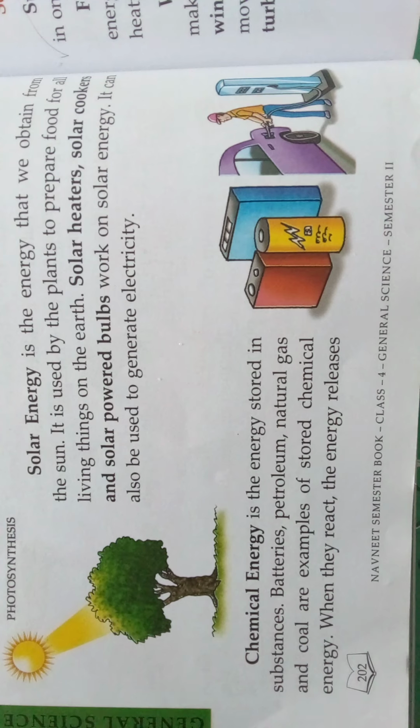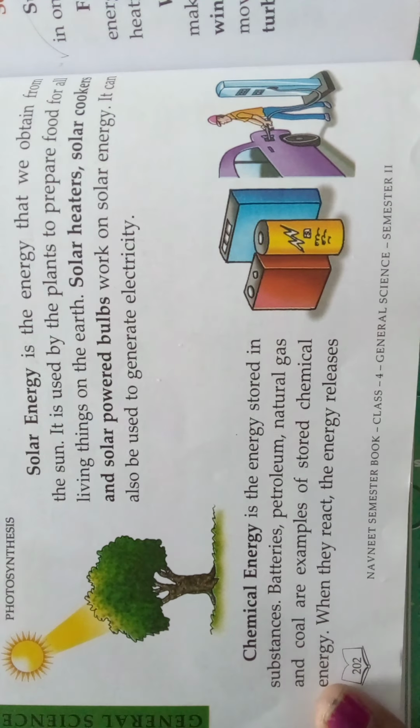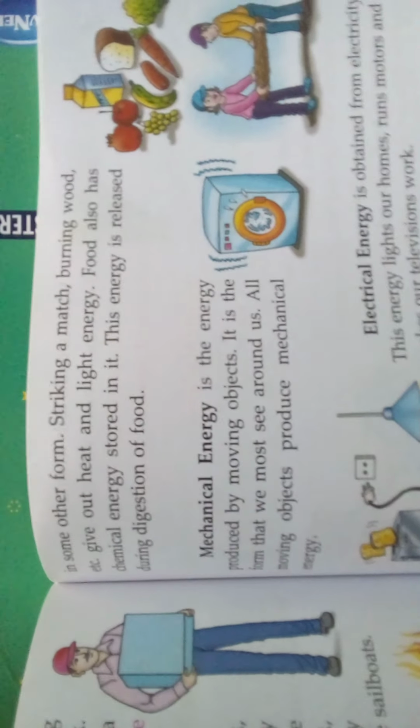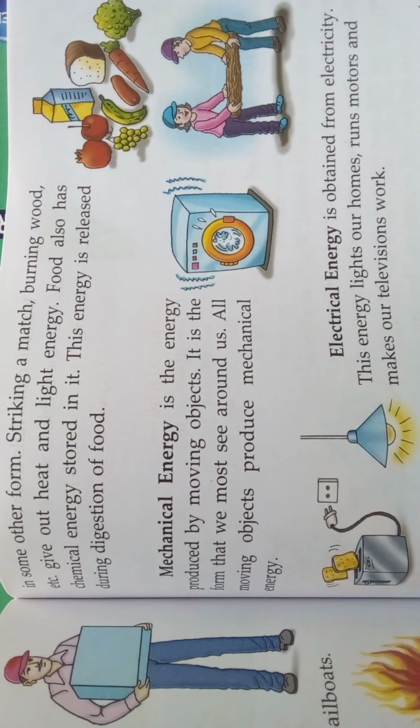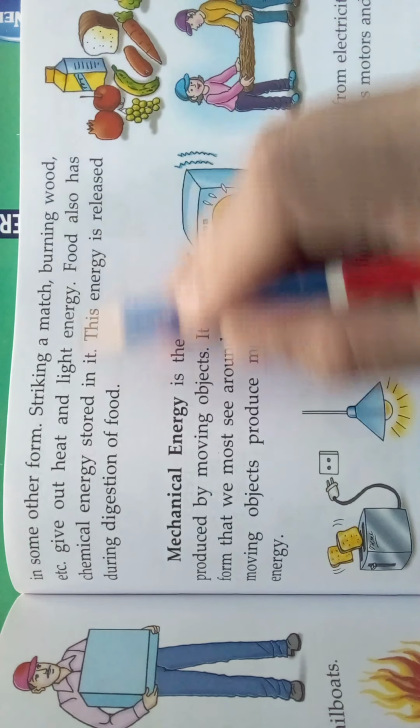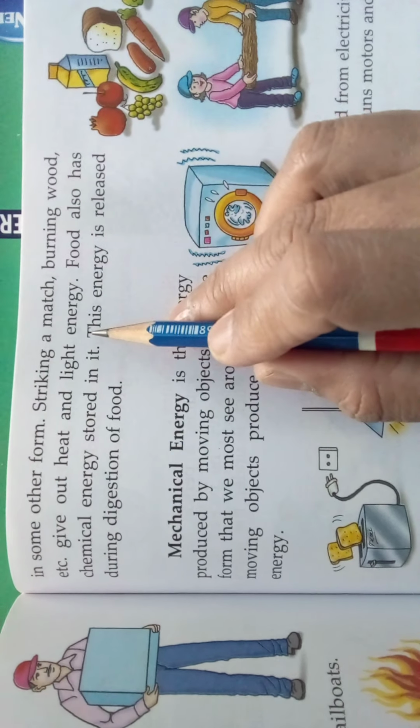And for UPS at home, they are placing big batteries, okay. Understood? In that, the energy is stored in the form of chemical energy in substances. See, when they react, the energy is released in some other form. Striking a match, burning wood, etc., give out heat and light energy.